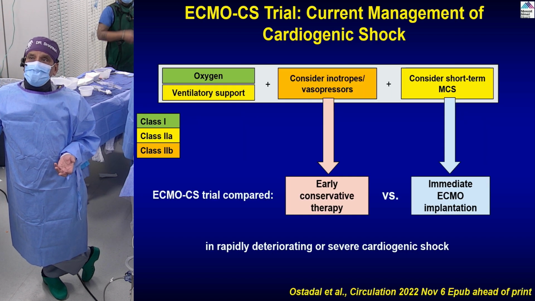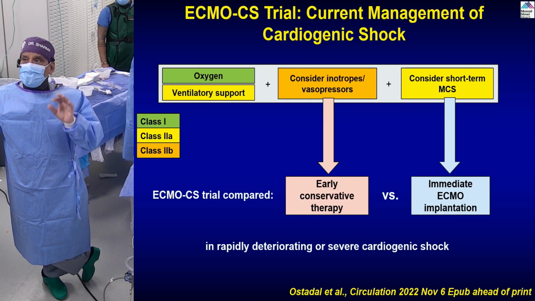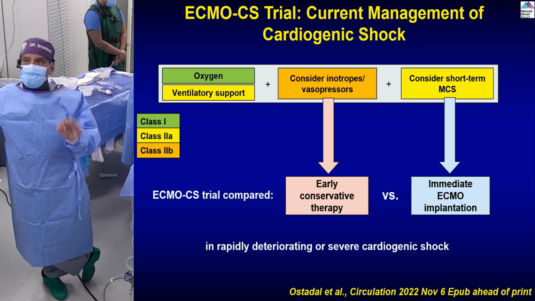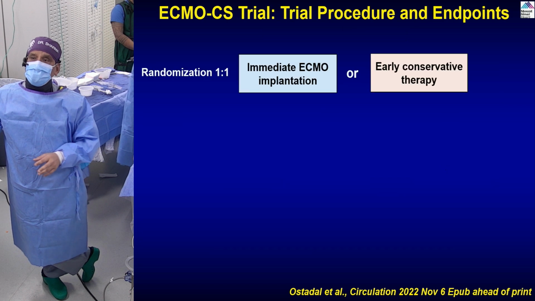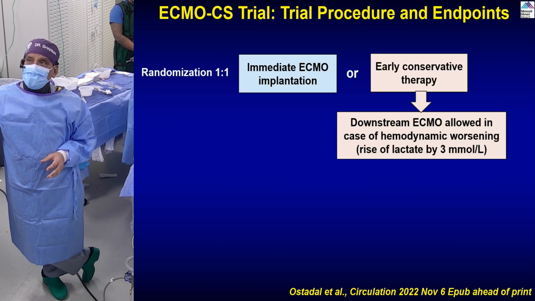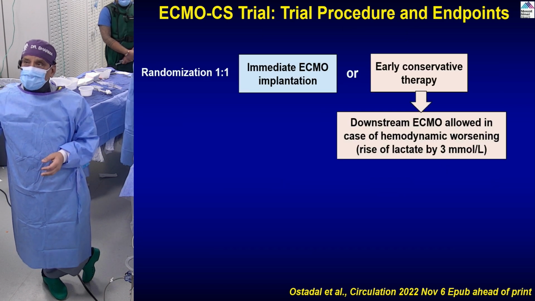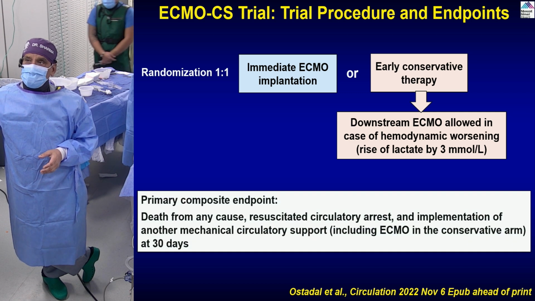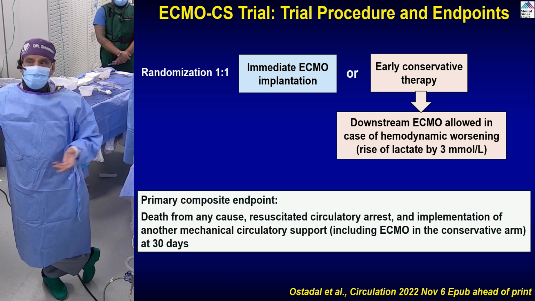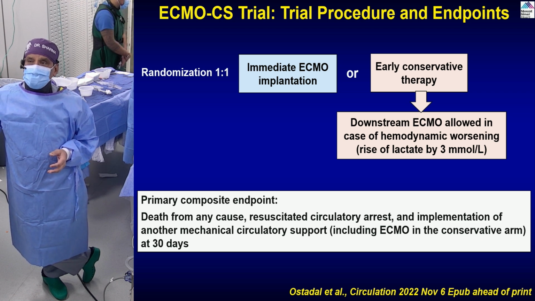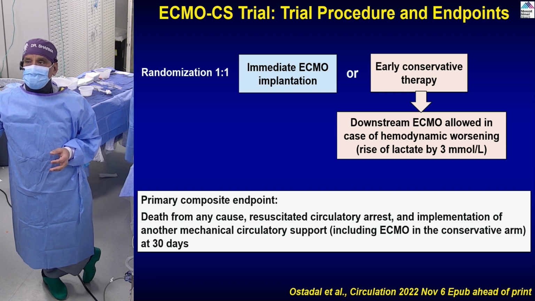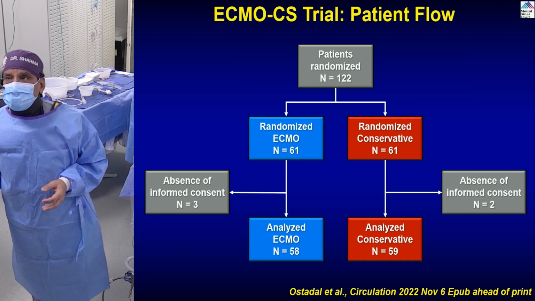So basically the concept was, should you do early immediate ECMO or do early conservative therapy, and then if you need ECMO, that is fine. So that was the whole concept of this trial, and downstream you can use an ECMO in the early conservative arm if there is a parameter, particularly a high rising lactate. Primary endpoint was death from any cause, resuscitated circulatory arrest, and implementation of another mechanical circulatory device at 30 days. So this was basically the trial.